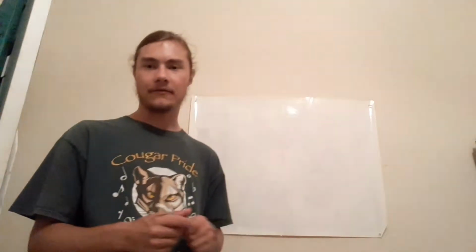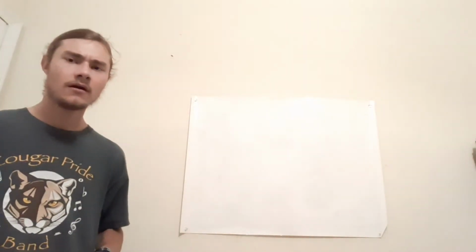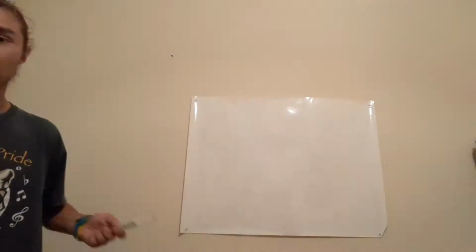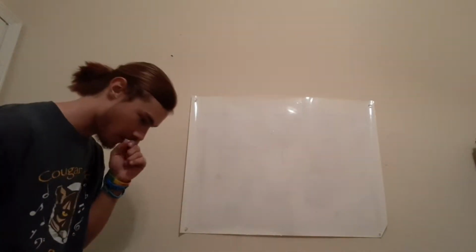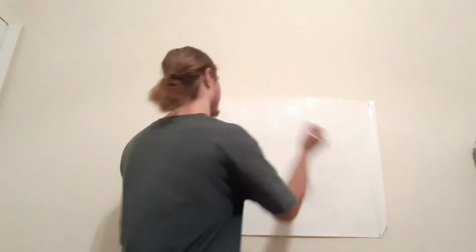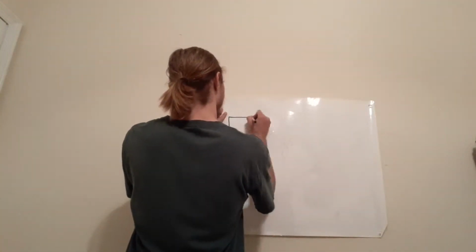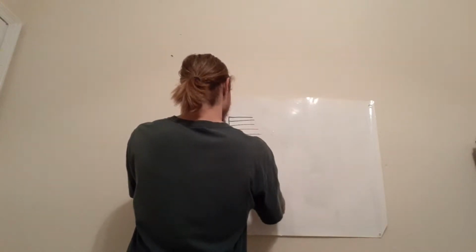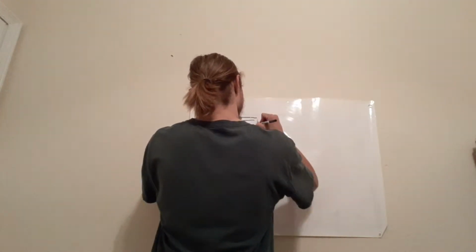Okay, that was weird. Anyway, music theory is pretty much the basic study of music. The theory of music, hence the name music theory. So, I'm just going to show you some basic stuff. To first start off, we have a staff right here. 1, 2, 3, 4, and 5. It consists of 5 lines and 4 spaces.